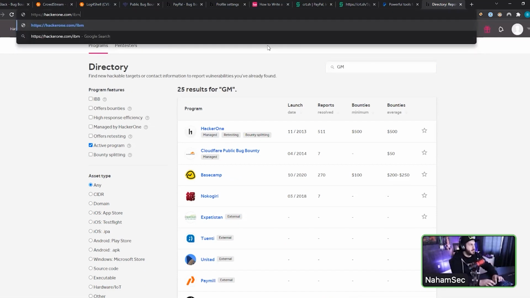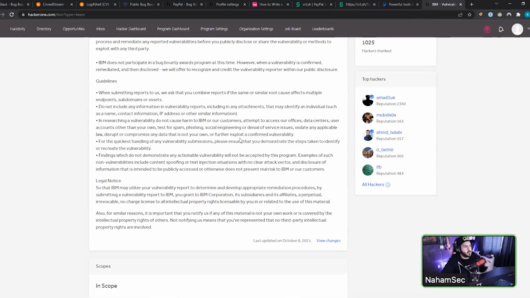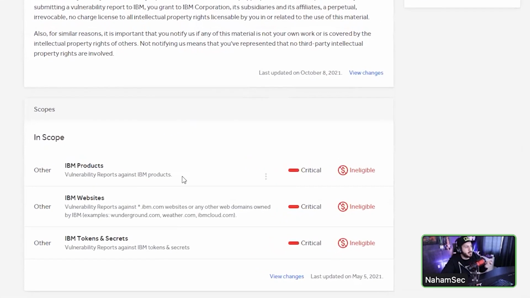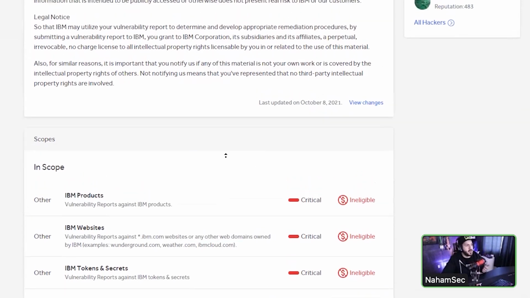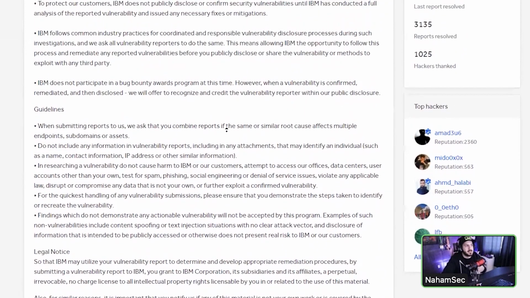So let's go to IBM, for example. What I just showed you right here is very important for IBM. IBM is saying IBM products. We don't care which ones, as long as it's owned by IBM. It could be IBM.com or any other websites or domains owned by IBM. So you can do what I just showed earlier and find a list of all the big assets and then go after them and find these websites that you can self-register.